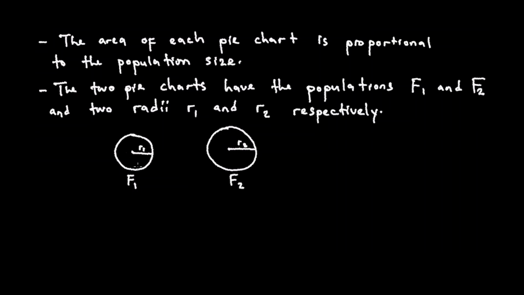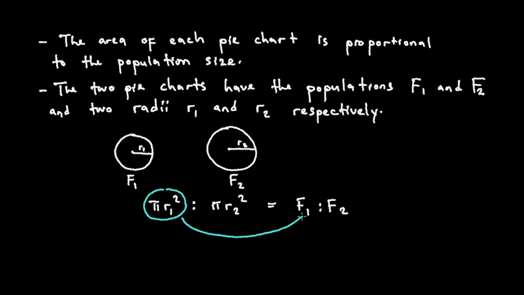The area of this pie chart, which is a circle, is pi R1 squared, and it is proportional to the area of that one, pi R2 squared, and this is equal to, since areas are proportional to population sizes, F1 over F2, like that. So we are taking an area totally proportional to that.